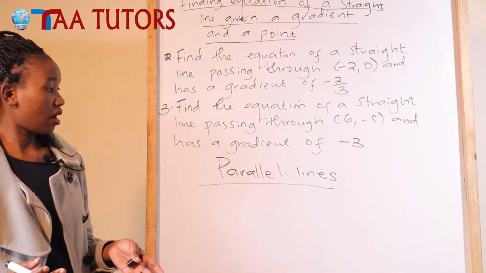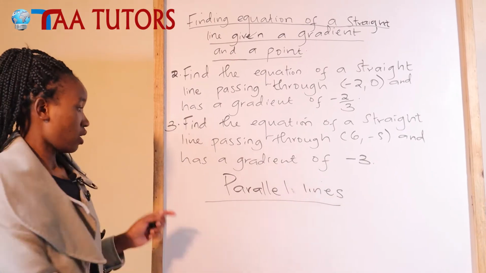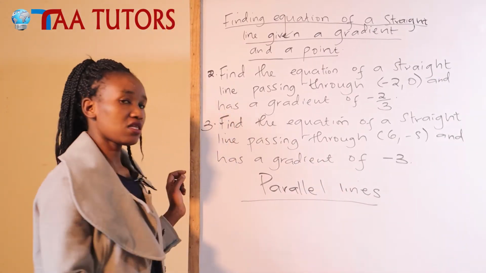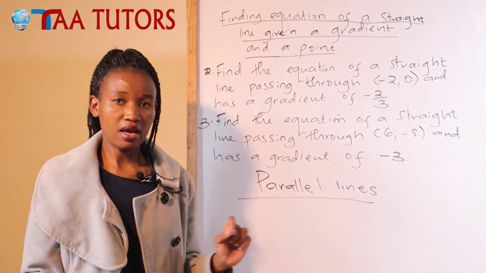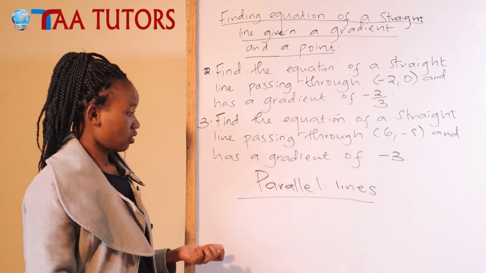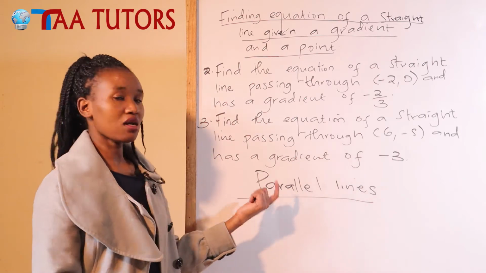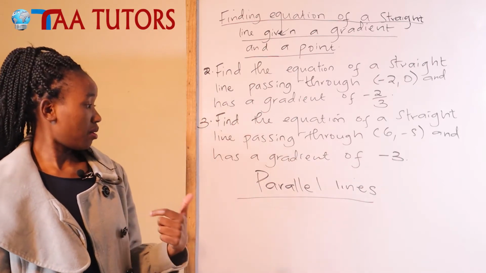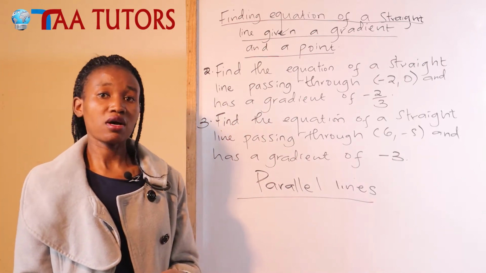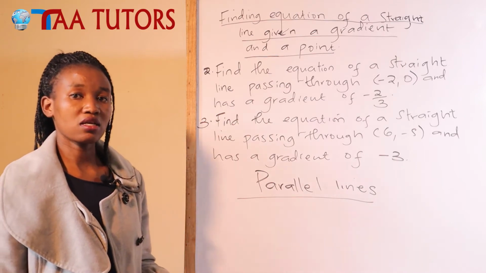So what is common about these parallel lines? Usually, parallel lines have the same gradient. So if you are given the equation of one straight line and then you're told it's parallel to another line, you can find the equation of the other line so long as you're given the point through which that line is passing.